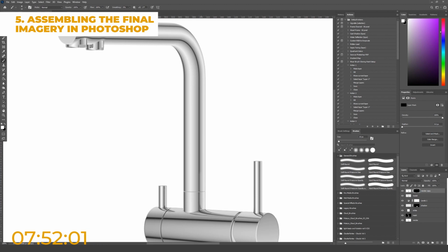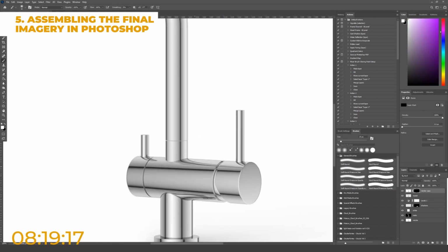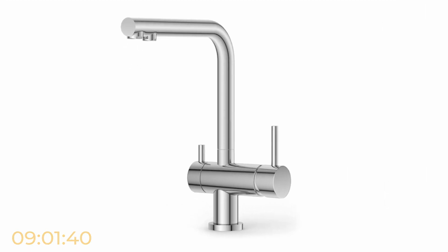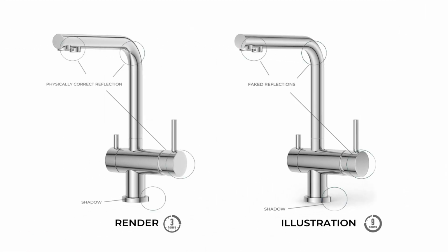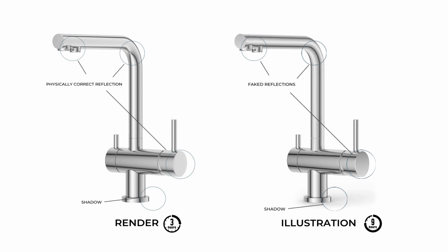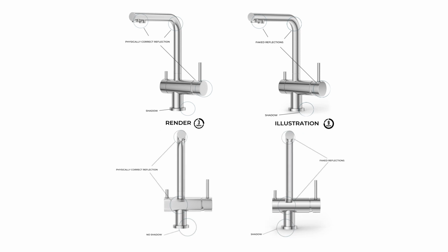As you can see, creating a 3D illustration involves continuous experimentation to achieve the ideal result, which can impact project timing. For example, in the case of this particular tap, creating the 3D illustration took 9 hours, while making the render took only 3 hours. So consider your options before starting your project.